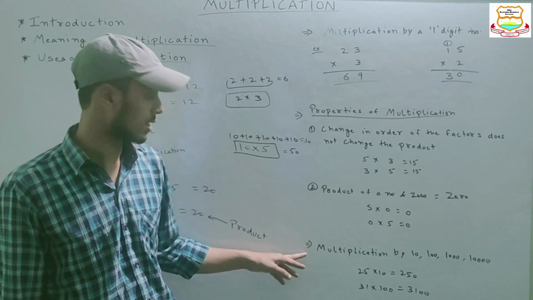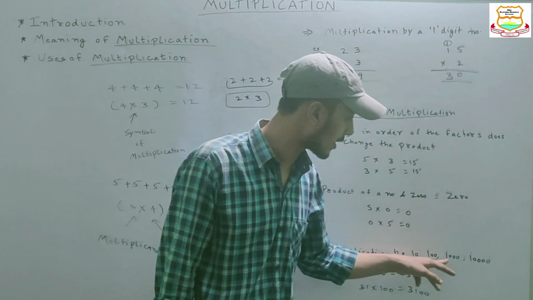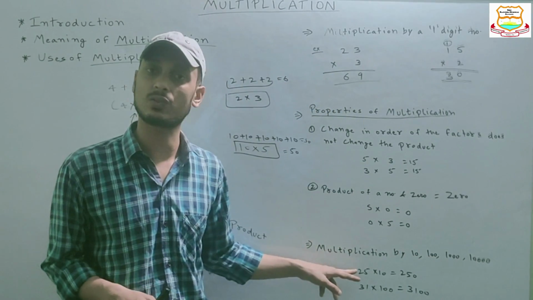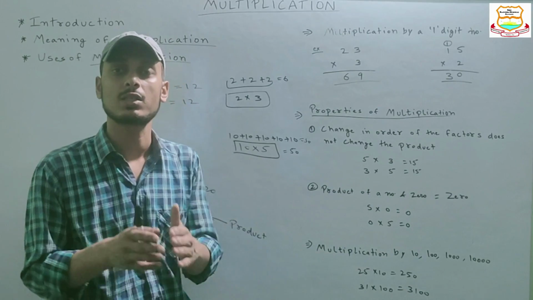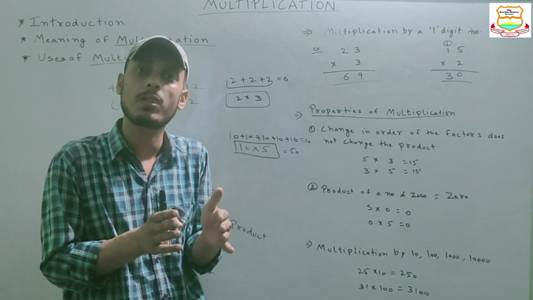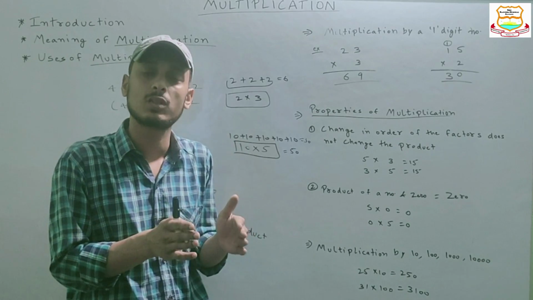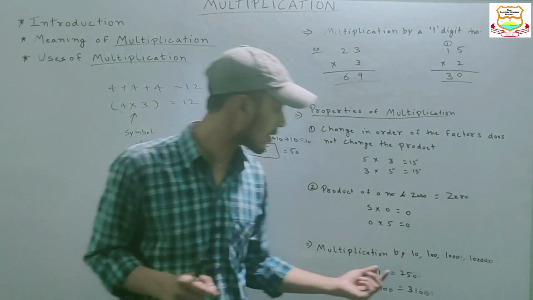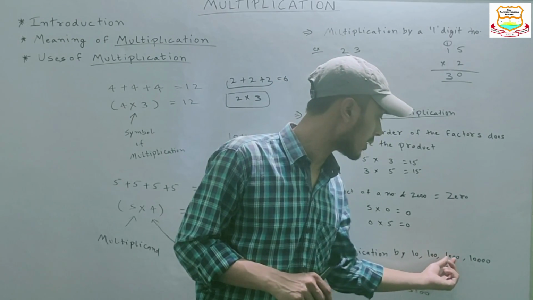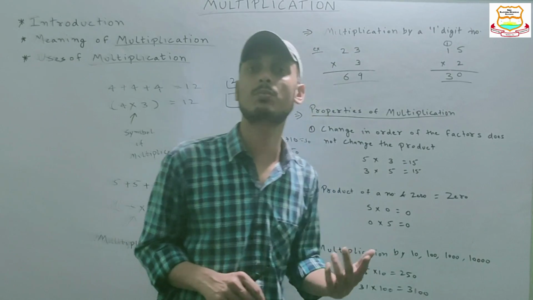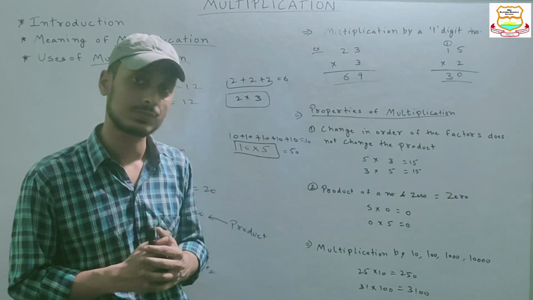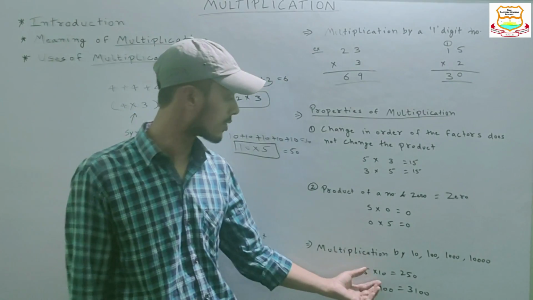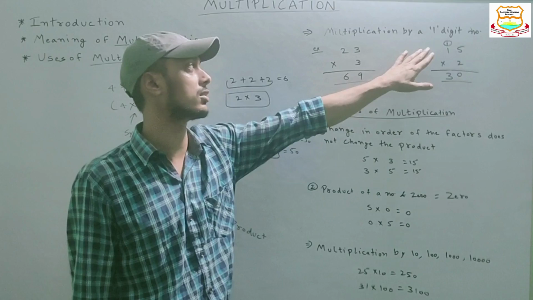Now the next topic is multiplication by 10, 100, 1000 or 10,000. This is a special case of multiplication. It means when a number is multiplied by 10 or 100 or 1000 or 1 lakh. What I mean to say is that the multiplier should contain 0 and 1 only. Then how to do that multiplication? Yes, of course, you can do this multiplication according to this way.